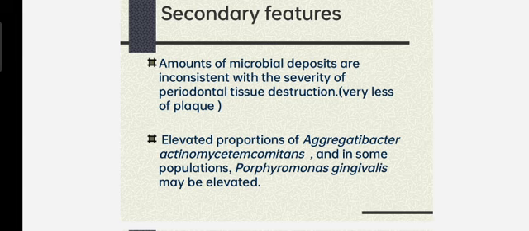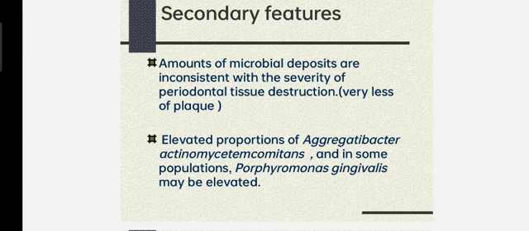The first feature is that the amount of microbial deposit is inconsistent with the severity of periodontal destruction. That means although the patient might have very little plaque, the destruction will be very severe. And we'll see later on why the condition is like that, because although there is very little plaque, so much destruction is there.